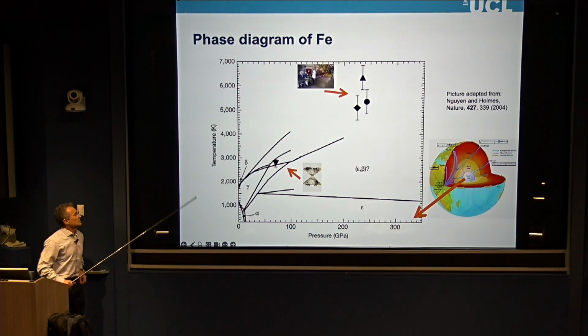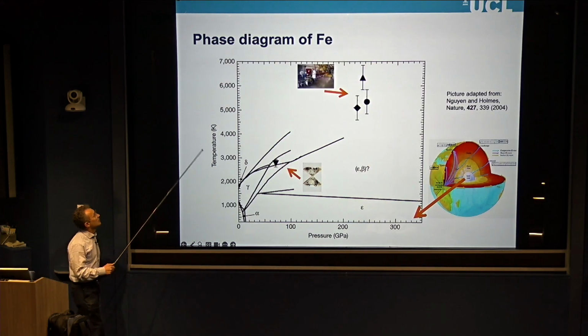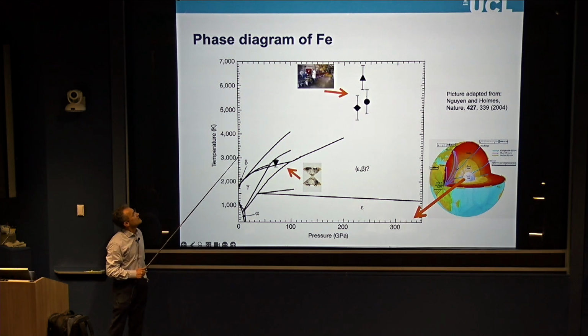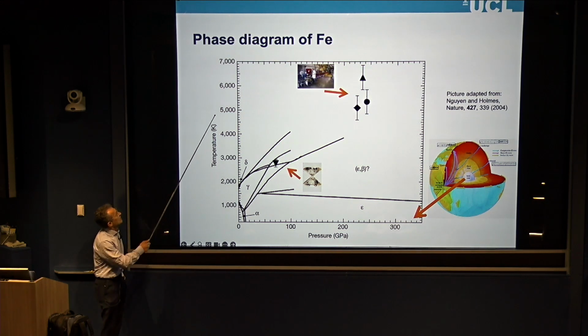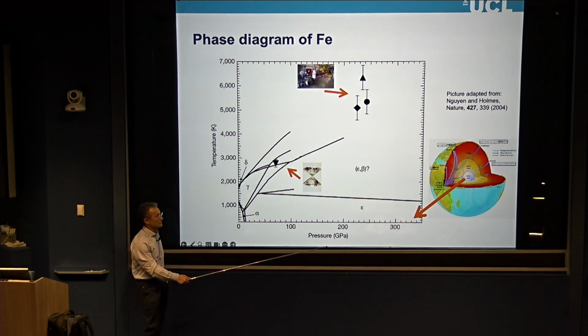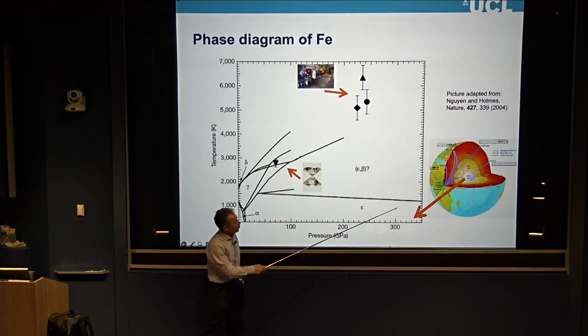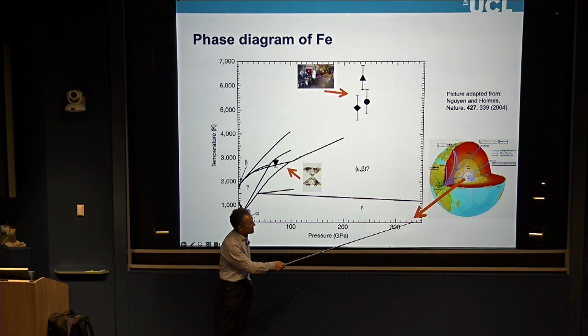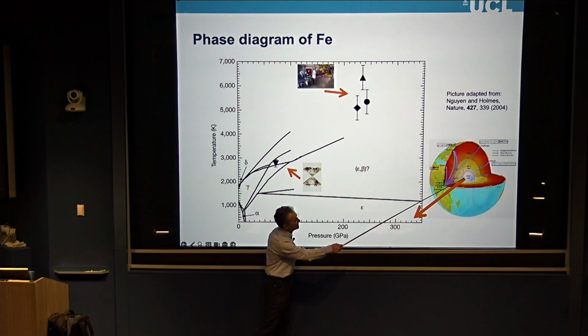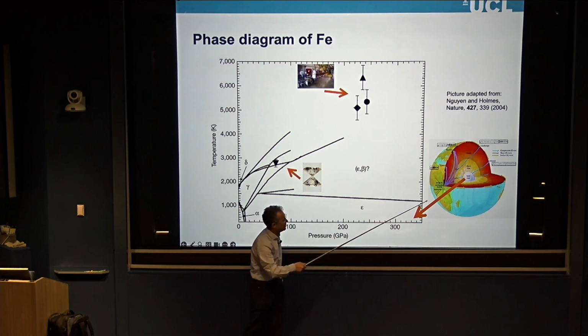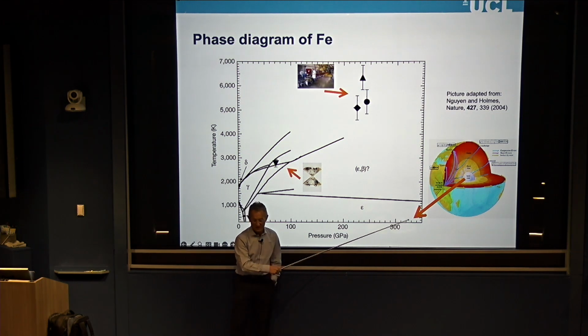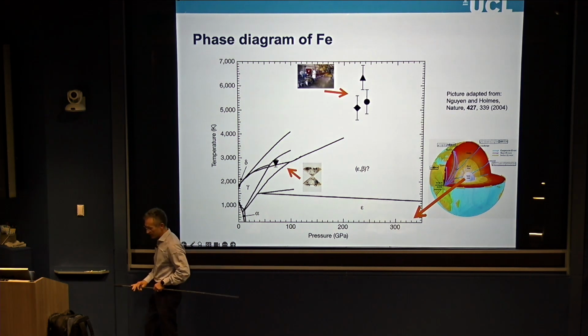With these experiments, you can build what is known as a phase diagram. In this graph, you see temperature on this axis and pressure on this other axis. What is important here is the pressure at the boundary between the Earth's outer core and inner core, 330 gigapascals. These are the pressures that we are talking about.